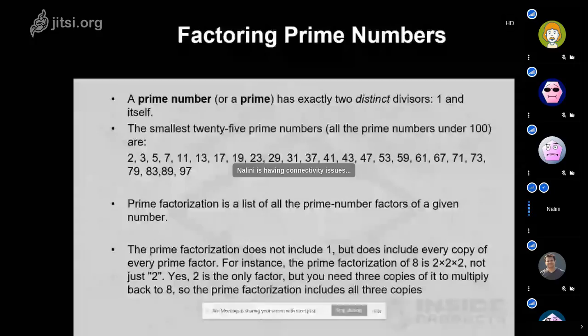A prime number has only two divisors, of course, 1 and itself. The following are the smallest 25 prime numbers, 2, 3, 5, etc. When you do prime number factorization, you give a list of all the prime number factors. So let's say that we have the number 15. The two prime number factors of 15 are 3 and 5, of course. If you have 8, you have 2 times 2 times 2. So that's the list. You have 2, but it's 3 times.